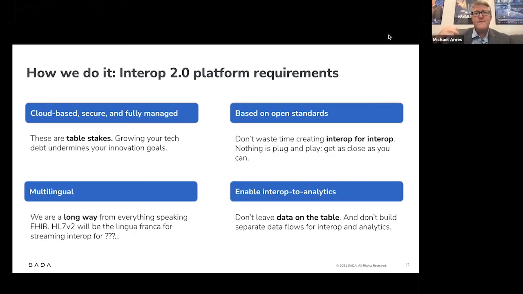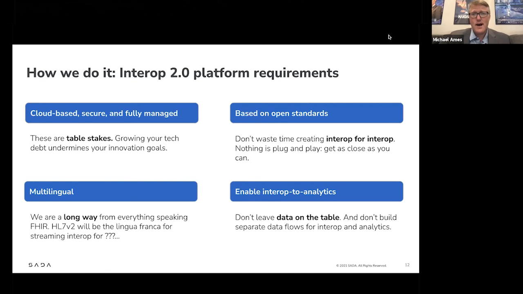But the fact that we had utilized forward-thinking technologies to get the data into a place where they could safely, securely share that data in an environment that would help them to scale and keep it secure and do all the things that they needed to do while keeping the data safe. So that informs my view as I talk about what we should be looking at in Interop 2.0 for platform requirements. One, cloud-based, secure, and fully managed.